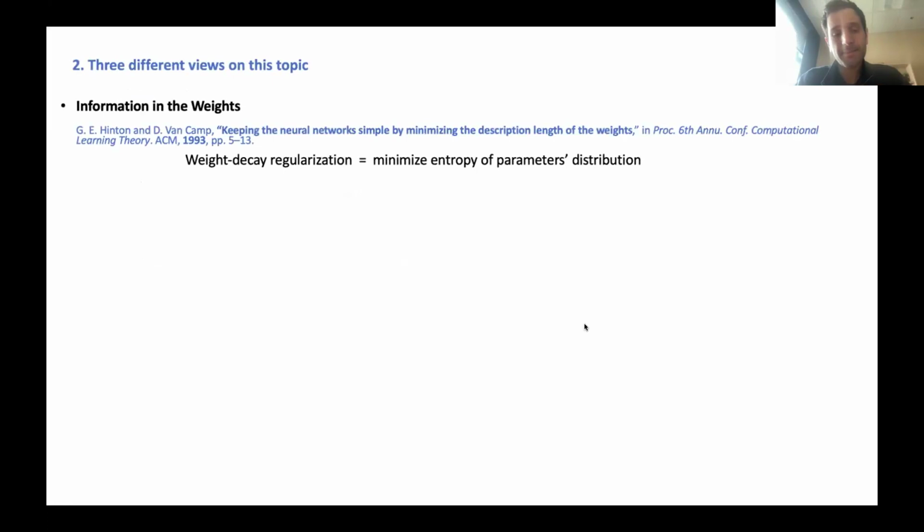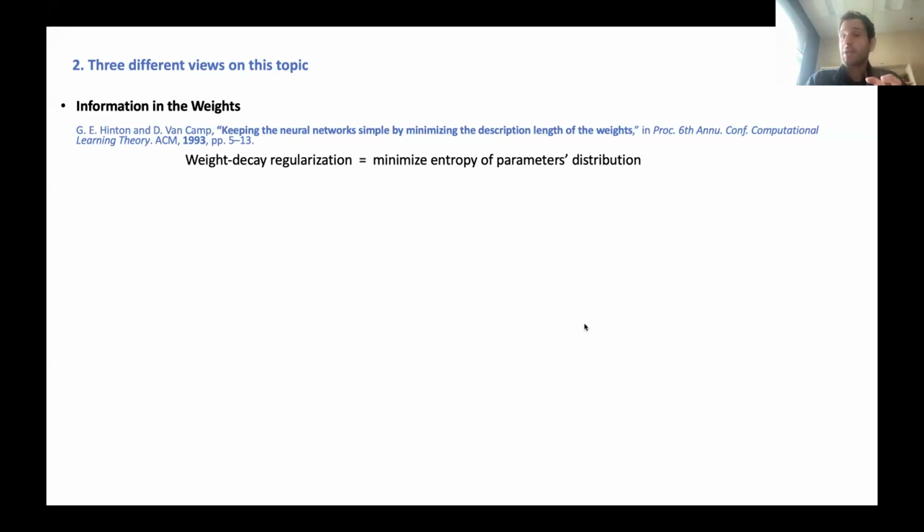This is a very old problem, and this paper is from 1993. It's a great paper by Hinton and Van Camp: keeping the neural network simple by minimizing the description length of the weights. What they showed in this paper is that weight decay regularization is equivalent to minimizing the entropy of parameters. This is a huge observation, and I think it's one of the findings that has been overlooked over these years. So let me explain what this means.